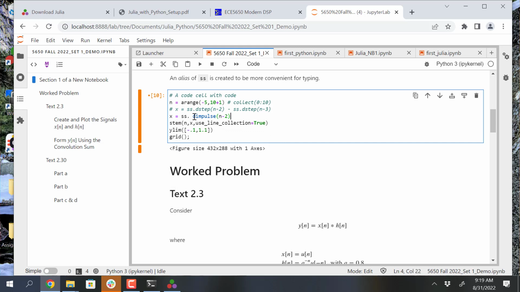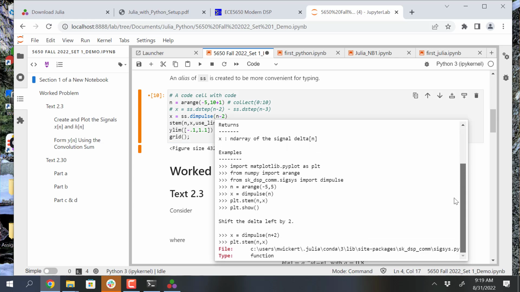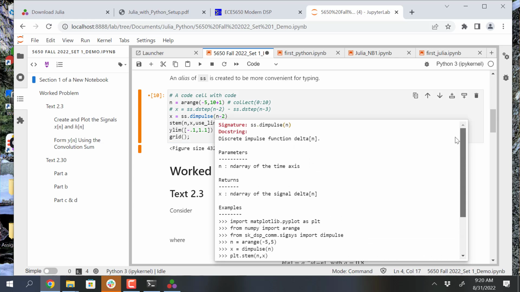So I chose d-impulse here, and then if I do a shift tab whenever I'm in the argument of a function, I will get the docstring or the help file available for that function. So you can see it. There might be some examples.